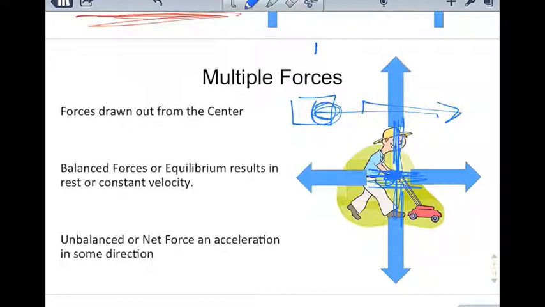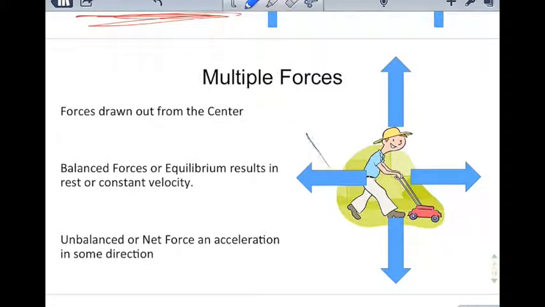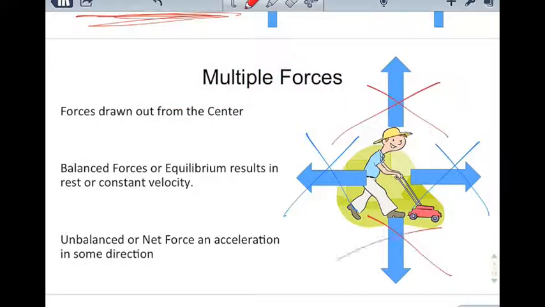Now, when you have all the forces and they all cancel out, that doesn't mean they all have to be equal. It means they all cancel out. For example, the left force cancels out with the right force, and the up force cancels out with the down force. You have what is called a balanced force, or more often it's called equilibrium.